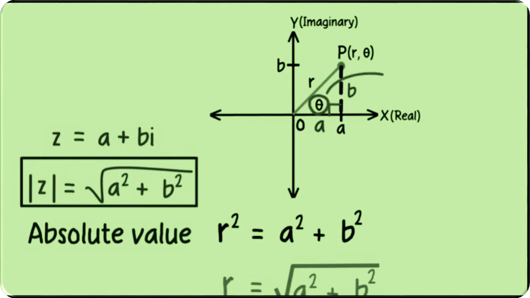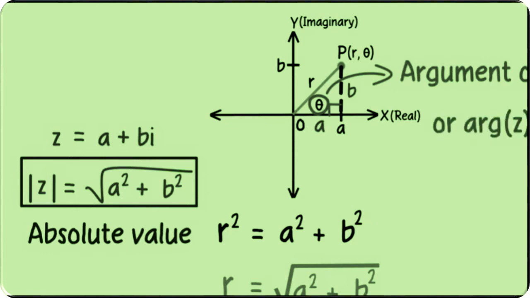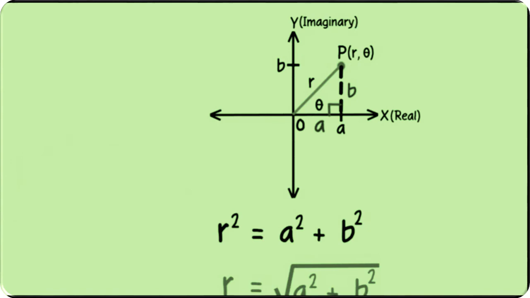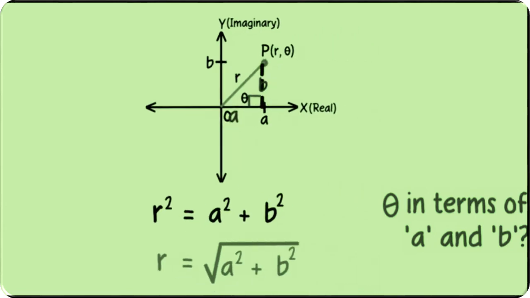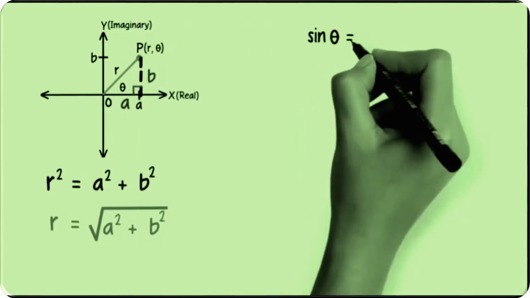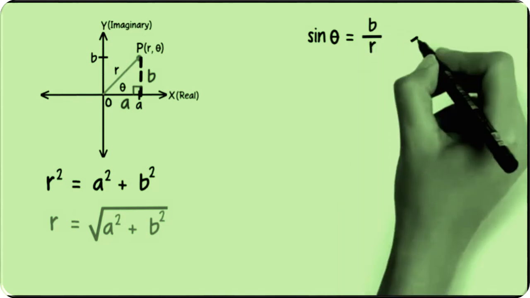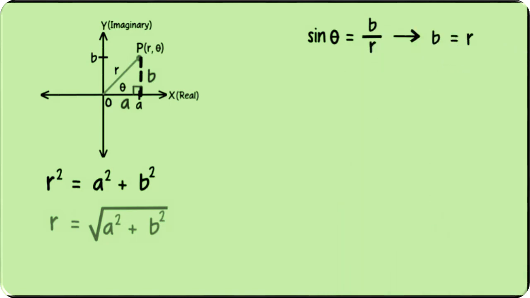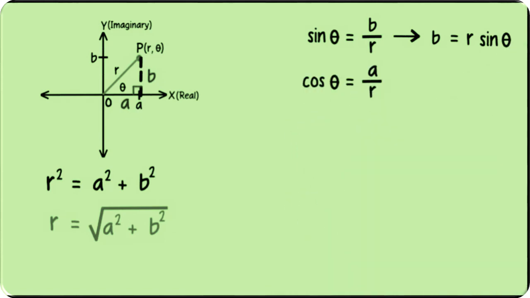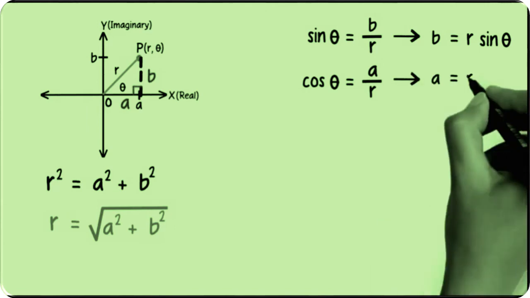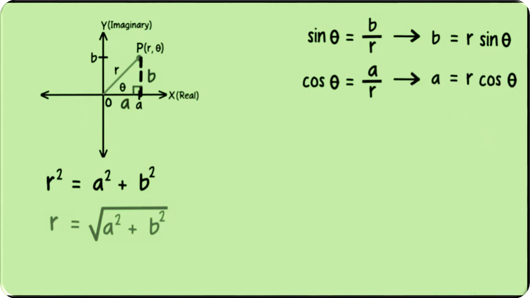What is theta then? It is called the argument of Z, which can also be written like this. Now that we know how to represent R in terms of A and B, can you try and write theta in terms of A and B? Let me give you a hint. Sine theta can be written as B over R. We get the value of B as R sine theta. Cosine theta can be written as A over R, which tells us that A is R cosine theta.